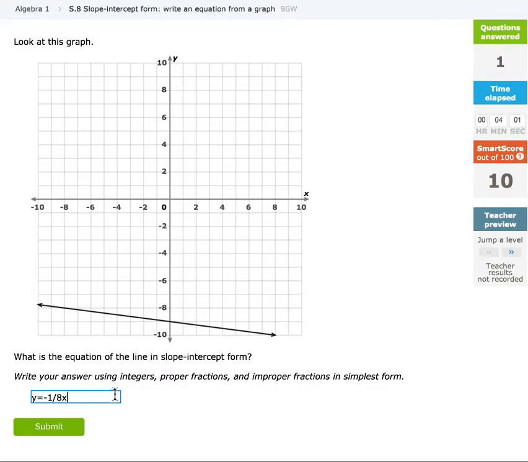Now go ahead and find the y-intercept. This is crossing right in between negative 8 and negative 10. Therefore, that is negative 9. So type minus 9. Here's the equation of this line in slope-intercept form.